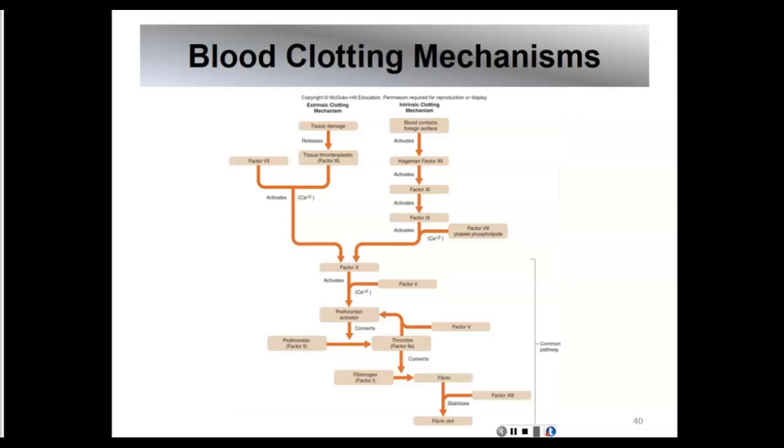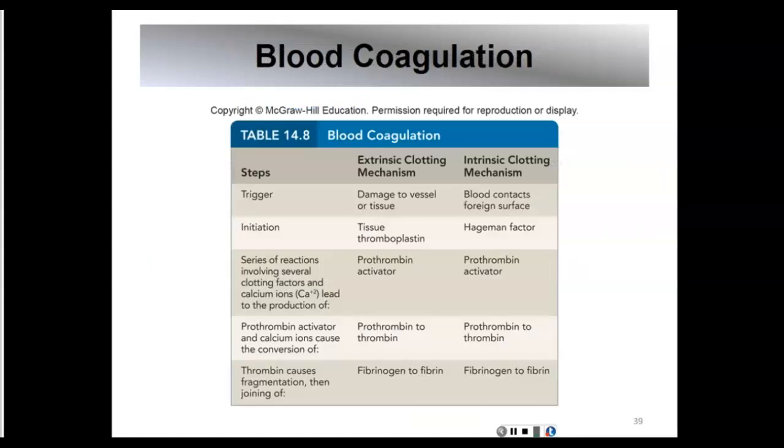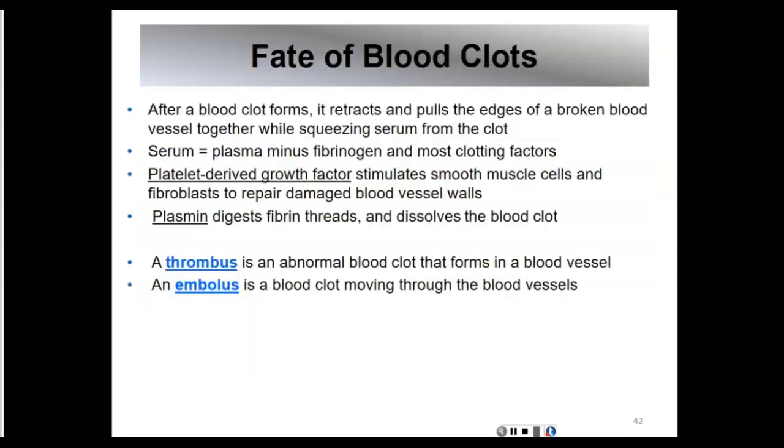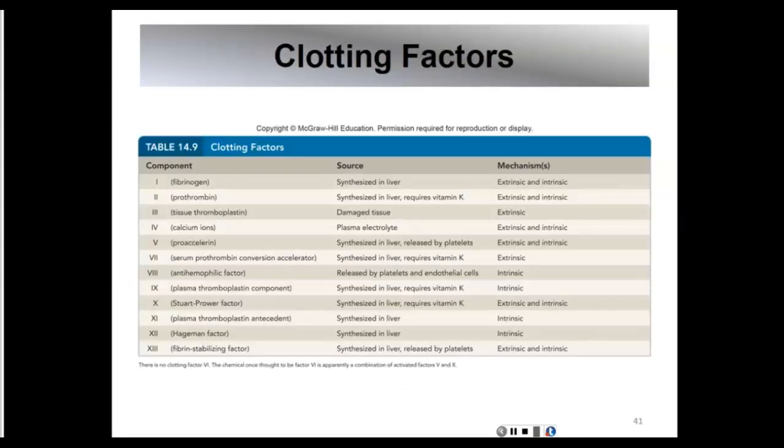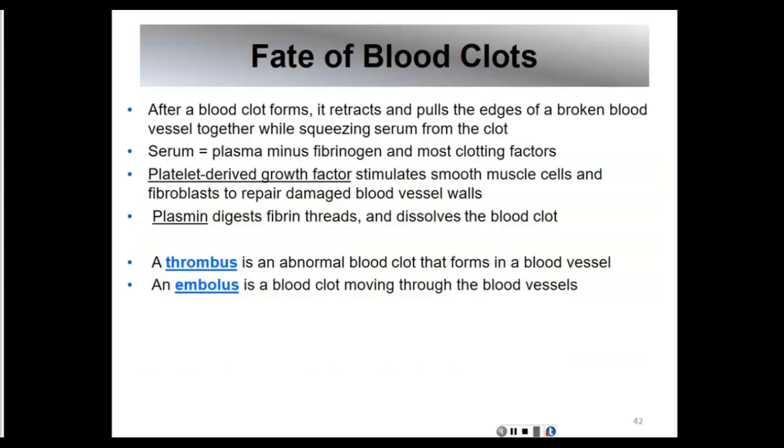This is a very detailed map showing us how both extrinsic and intrinsic will end up with a clot. You do not need to know these steps. Just know some of the basics about each. You will not be tested on clotting factors.